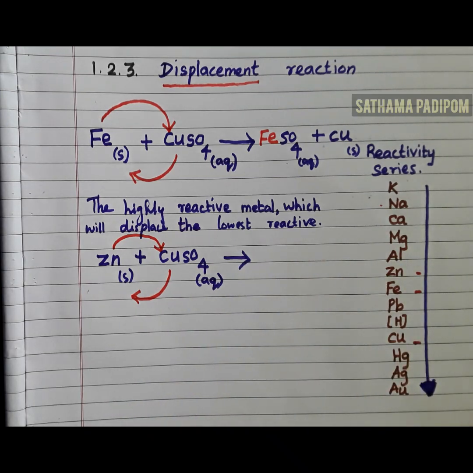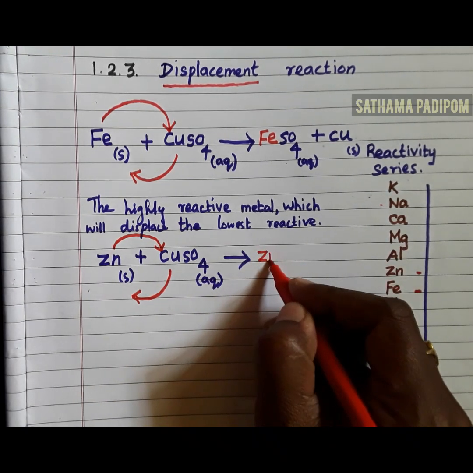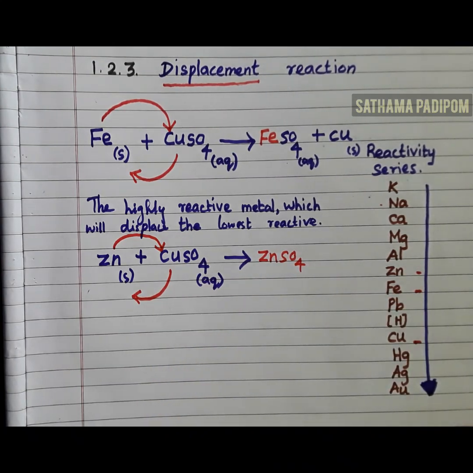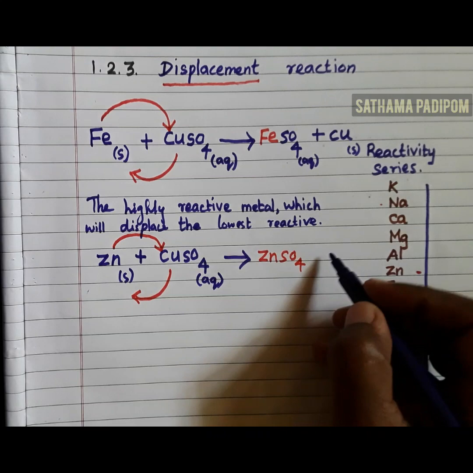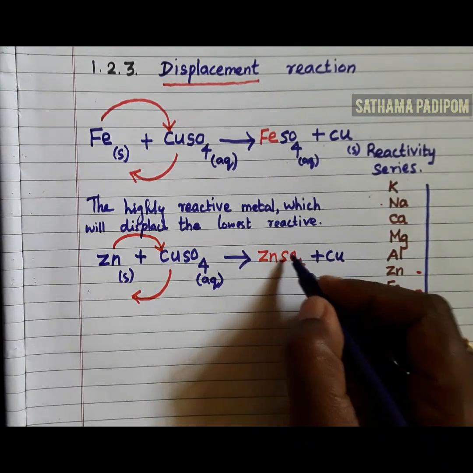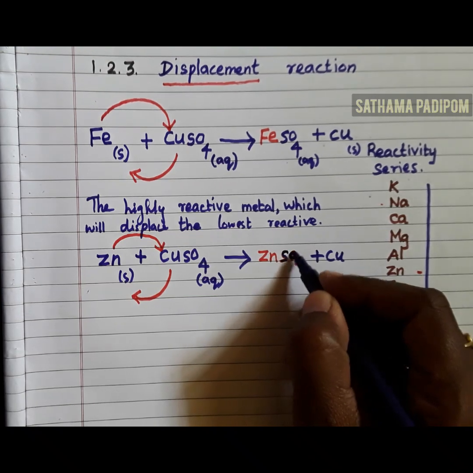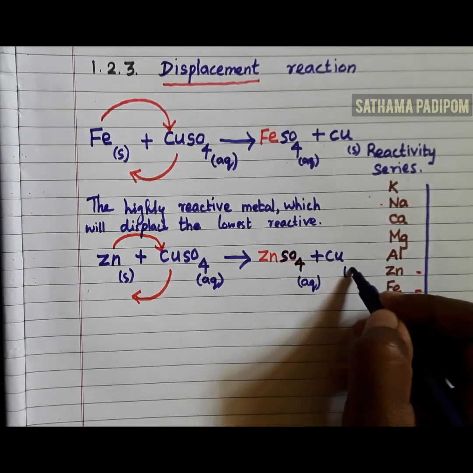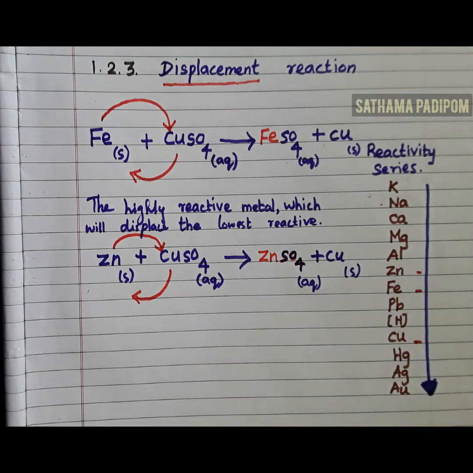Okay, how can we write this? Zinc sulfate. Okay, zinc sulfate, and next here copper. Okay, so now, okay, this is in the aqueous state and this is in the solid state. Do you understand? This is the displacement reaction.